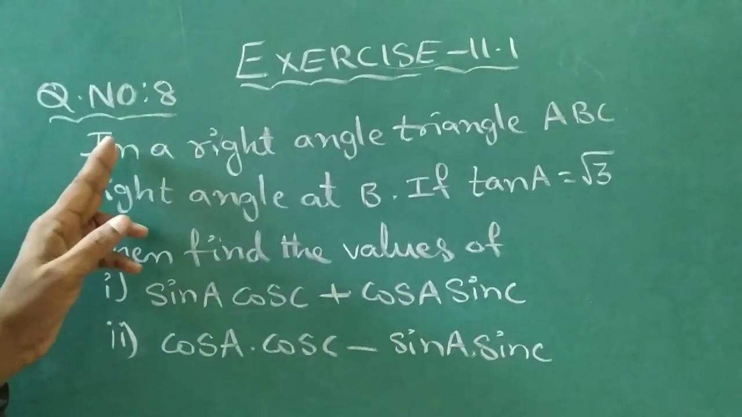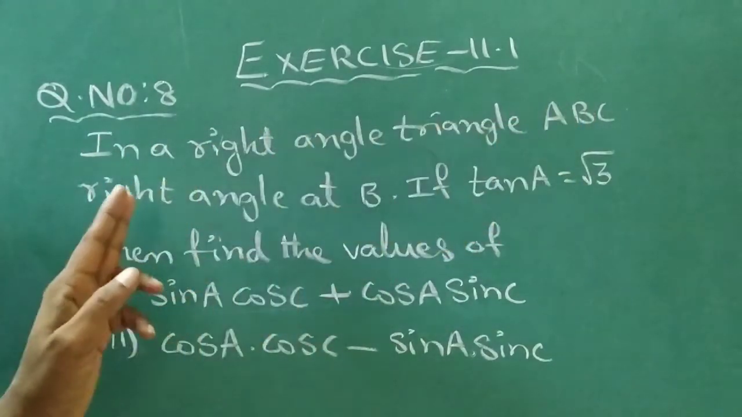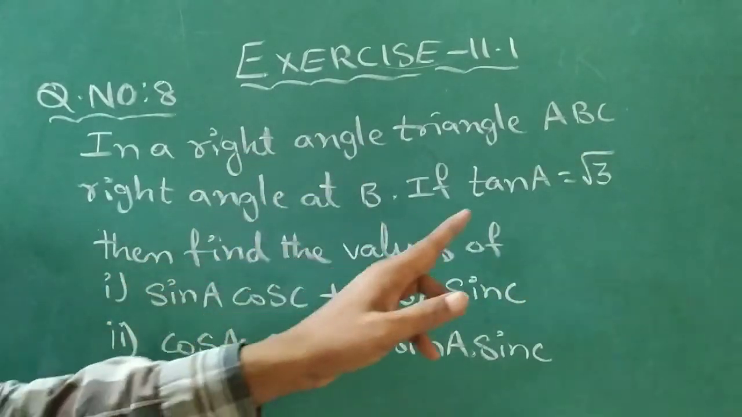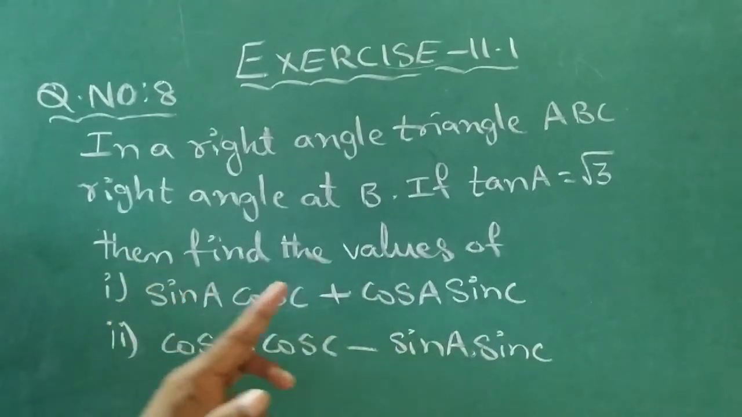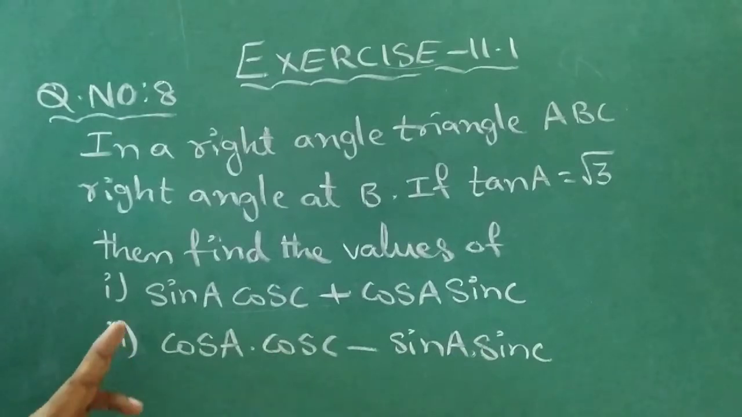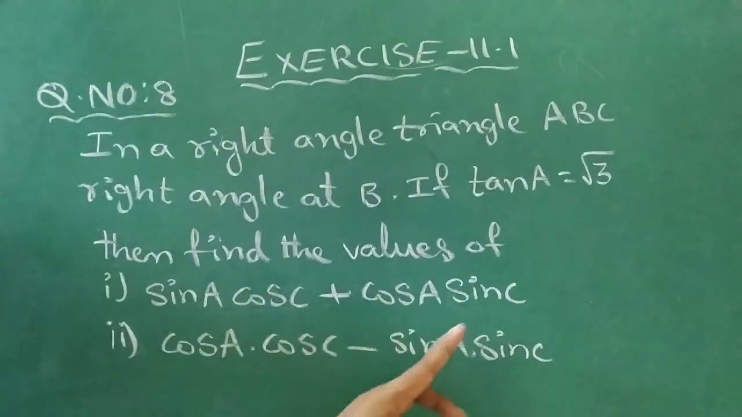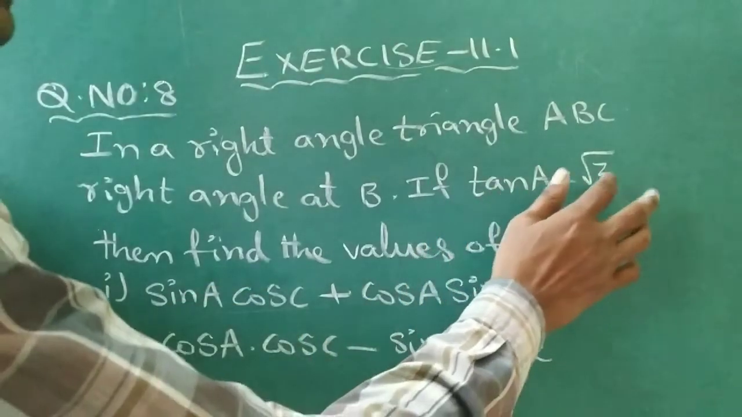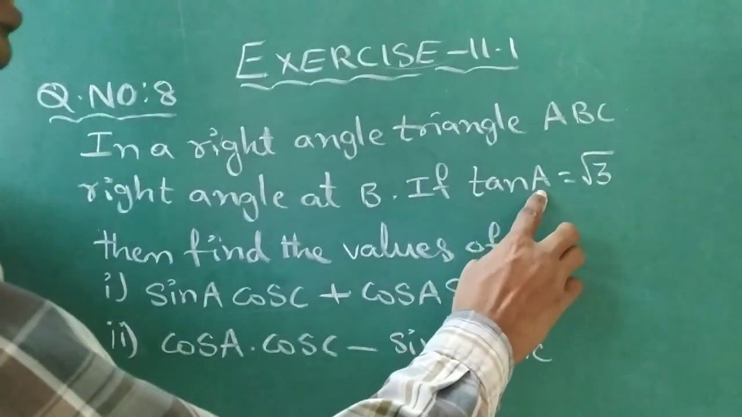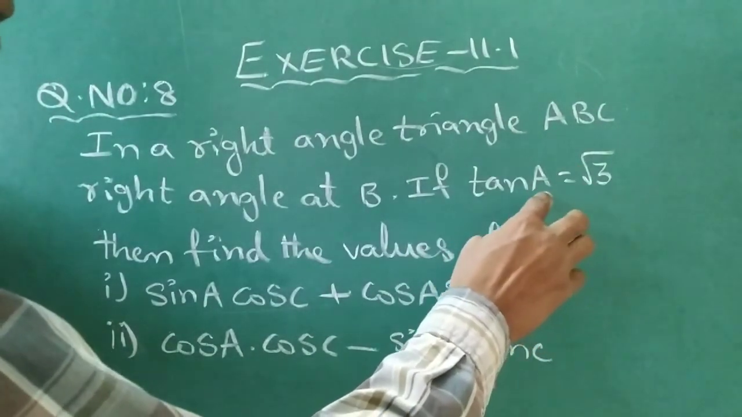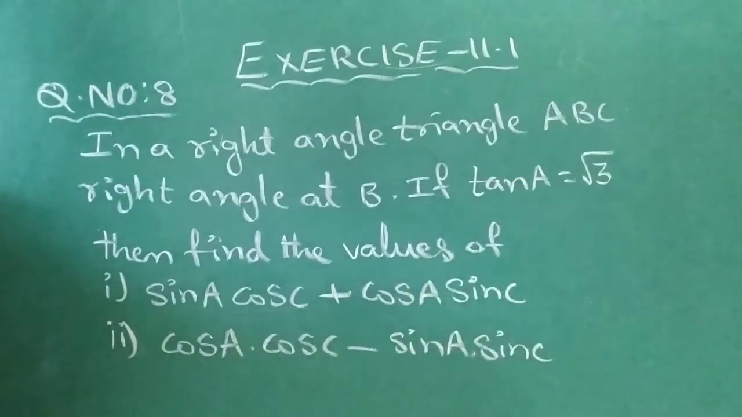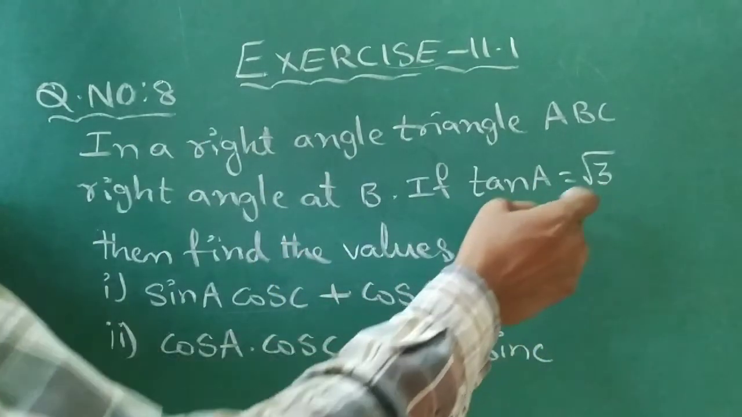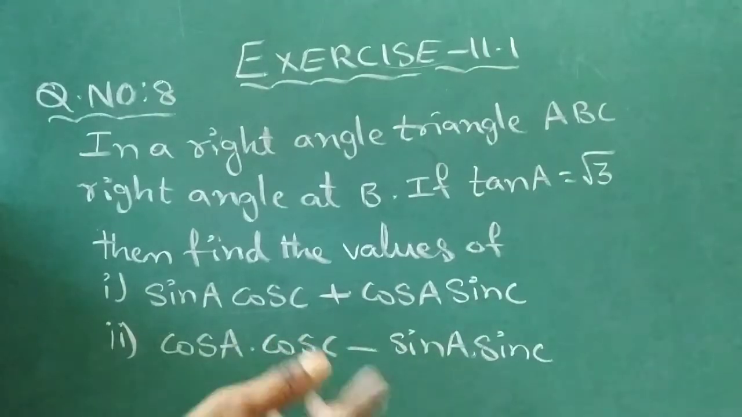Question number 8. In a right angle triangle ABC, right angle at B, if tan A equals root 3, then find the values of: first one, sin A cos C plus cos A sin C. Second one, cos A cos C minus sin A sin C. So these two values we need to find. So here, given tan A equals root 3. So here it is making the angle at A. In a right angle triangle, acute angle we need to take A. So what is tan? Tan means opposite side to angle A by adjacent side to angle A. Means we need to find the hypotenuse. So let us see the solution.